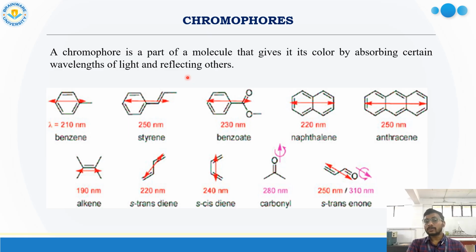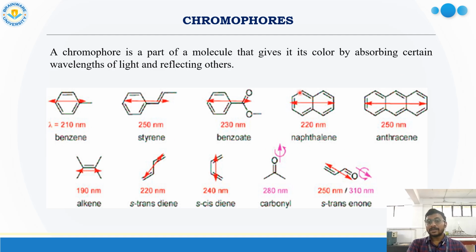Now, what is a chromophore? Chromophore is simply a part of the molecule that gives its color by absorbing at a particular wavelength. If we consider benzene, it absorbs at 210 nanometer wavelength. That is the lambda max. This is lambda max, that is the absorption maximum. That is, the maximum of the light is absorbed at this wavelength.